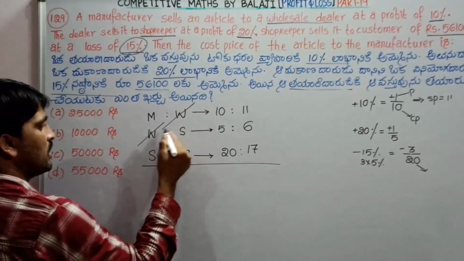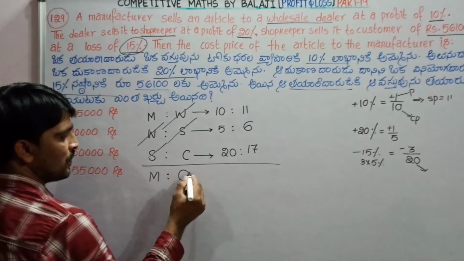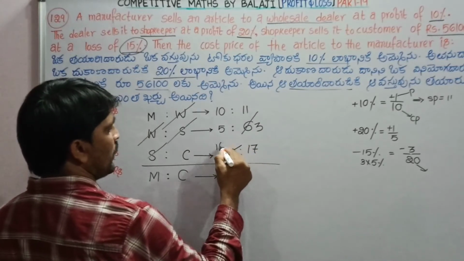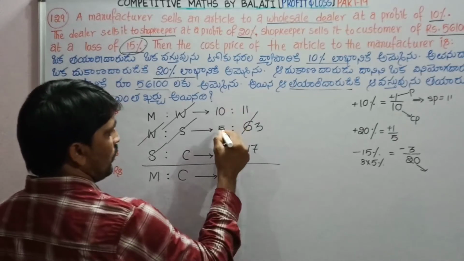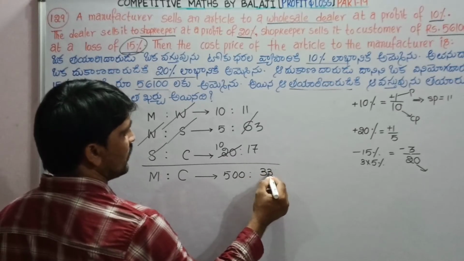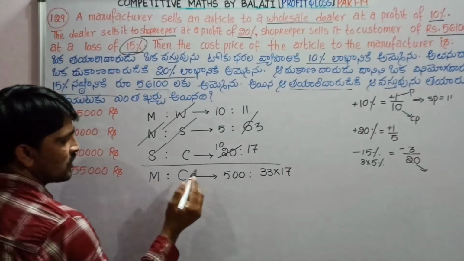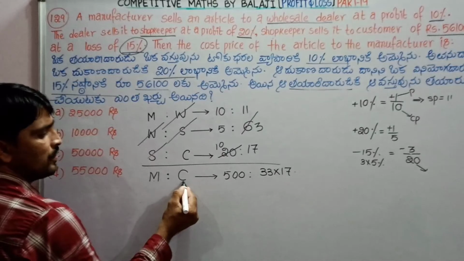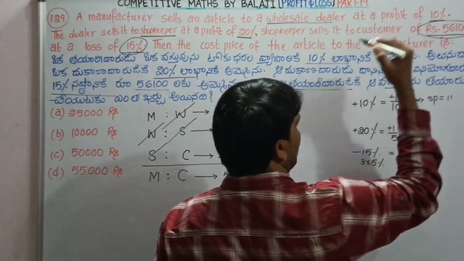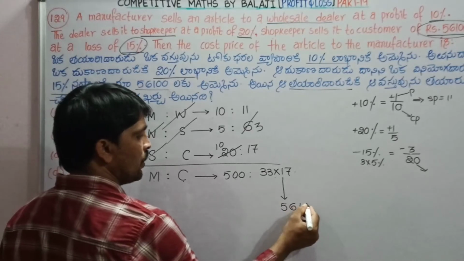Finally, we get wholesale dealer and shopkeeper values cancelled. Cost price for manufacturer to cost price for customer is equal to 2 3s are 6, 2 10s are 20, 10 5s are 50, 50 into 10 is 500, 11 3s are 33, into 17. So cost price for the manufacturer is 500 units. Cost price for customer is 33 into 17, and customer pays 56,100. So 33 into 17 unit value is 56,100.